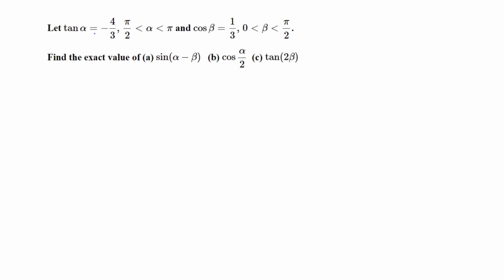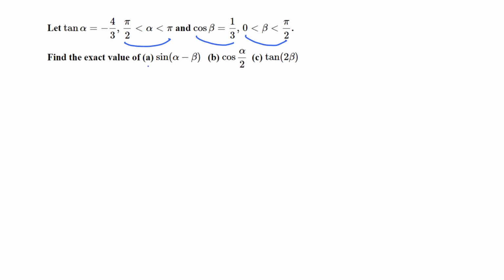Let tangent alpha be negative 4 over 3, where alpha is in the second quadrant because alpha is bigger than pi over 2, less than pi. Cosine beta is given as 1/3, where beta is in the first quadrant, bigger than 0, less than 90 degrees. So tangent alpha is given, cosine beta is given.